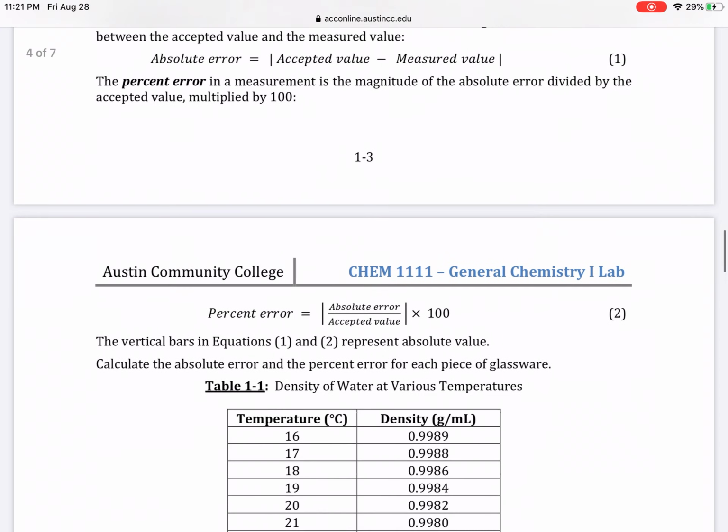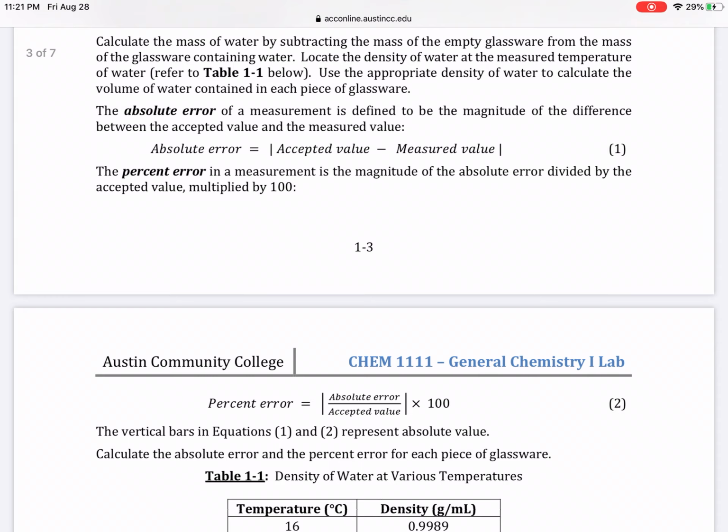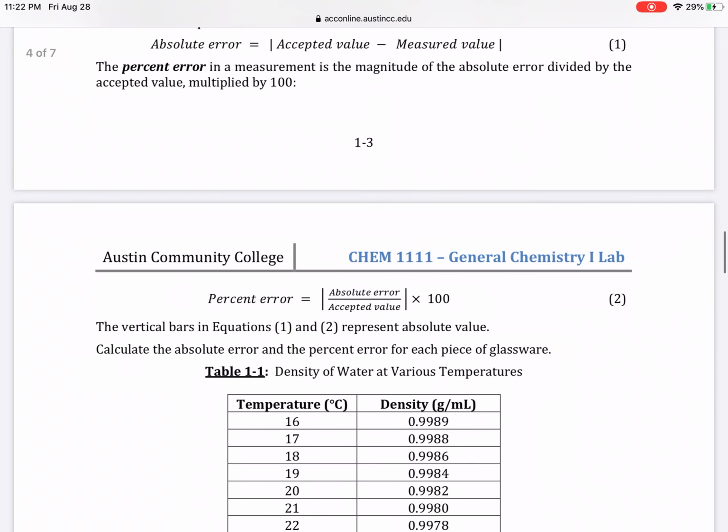Okay, and then you take that value and divide by the accepted value. For our experiment, the accepted value is going to be 100, since we are going to see which piece of glassware most accurately contains 100 milliliters of water. So our accepted value is 100 and our measured value is what we get after we perform the experiment, get the data, and then do the calculations. Okay, so to find the absolute error, you use equation 1, and to find the percent error, you use equation 2, and your accepted value is going to be 100.